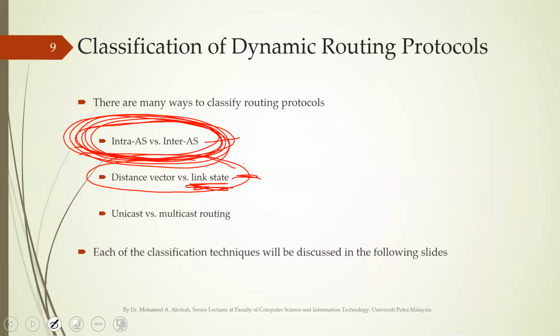And the third routing protocol classification is based on the information exchange approach. If the routing protocols use Unicast to exchange routing information, they are under Unicast routing protocols. And if they use Multicast, they have to be under this class. Each of these classification techniques will be discussed in the following slides.